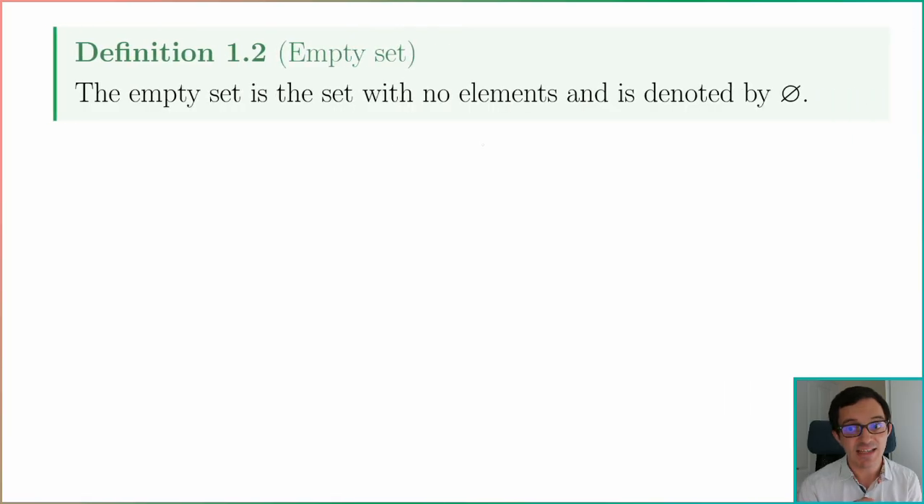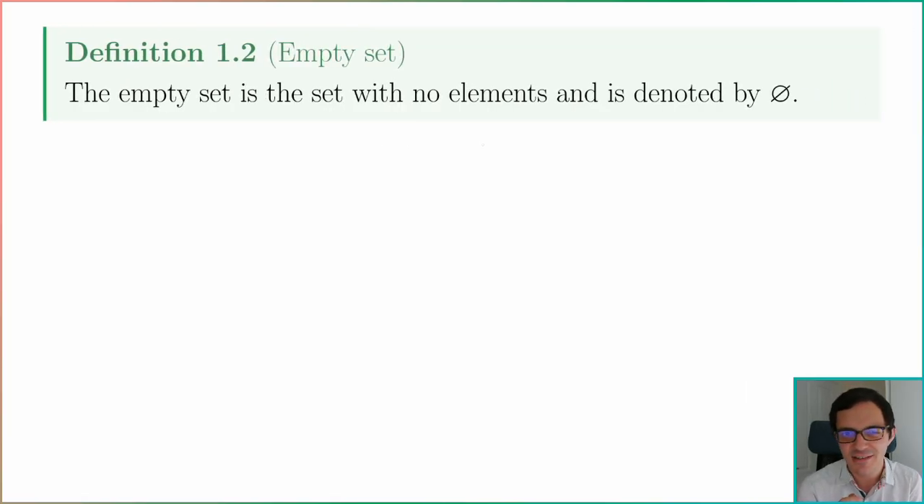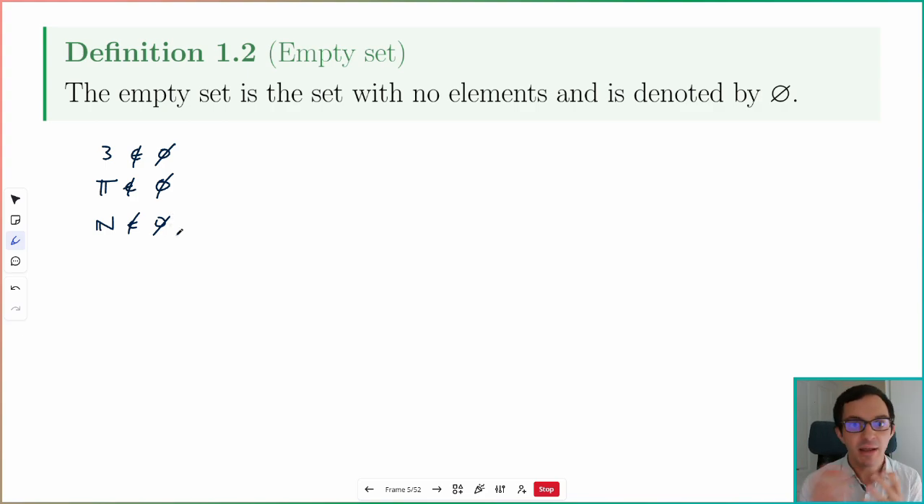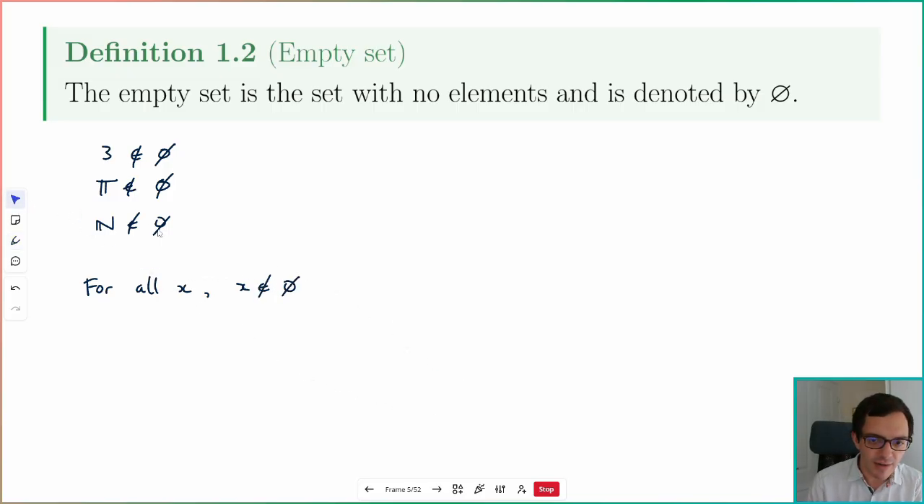One very important set is the empty set. This is the set with no elements. So I suppose pi is not in the empty set, but also 3 is not in the empty set. My cat is not in the empty set. The set of natural numbers is not in the empty set. It's not an element of the empty set. Nothing is an element of the empty set. In some sort of quite general sense, for all x, I don't really need to say what x is. Numbers, sets of numbers, whatever, x is not in the empty set. I haven't written it brilliantly there.